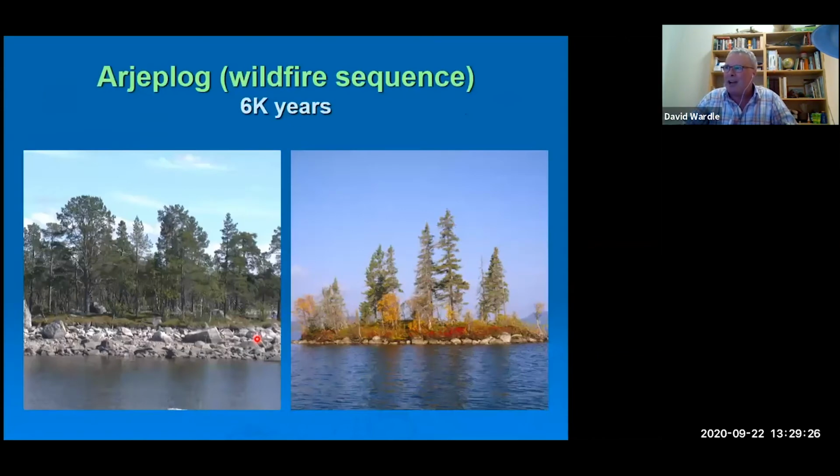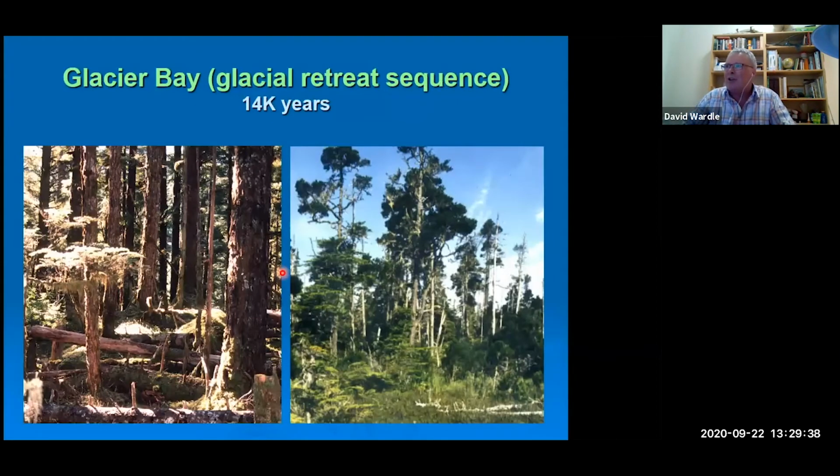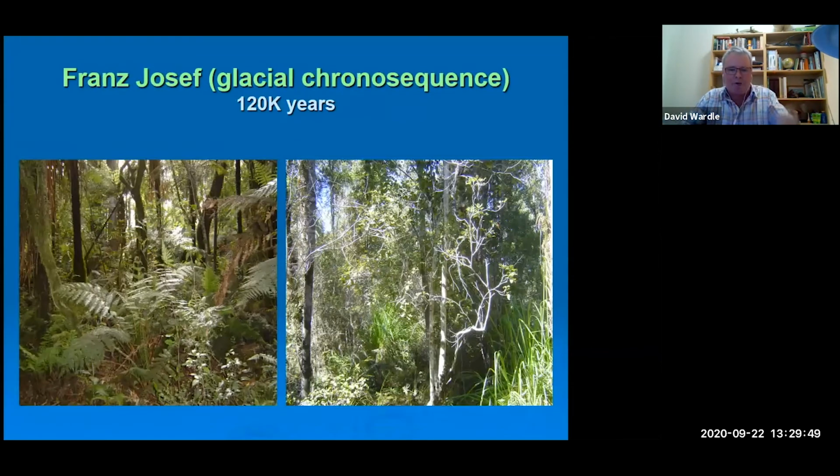The first is the Swedish island system, young surfaces, productive forest. If they don't burn for a long time, don't disturb, you get much less productive. Glacier Bay in southern Alaska, surfaces of different ages caused by retreat from a large glacier, young surfaces, big trees, old surfaces, much less biomass. The Franz Josef Glacier chronosequence in southwest New Zealand, surfaces of different ages, again caused by glacial retreat, young surfaces, high biomass, old surfaces, much less biomass.